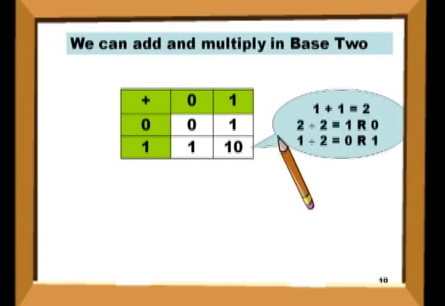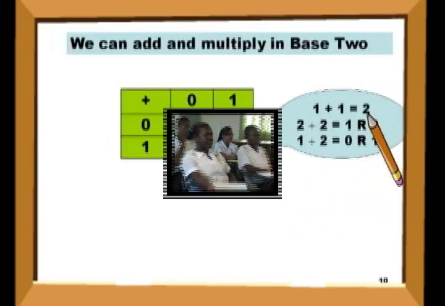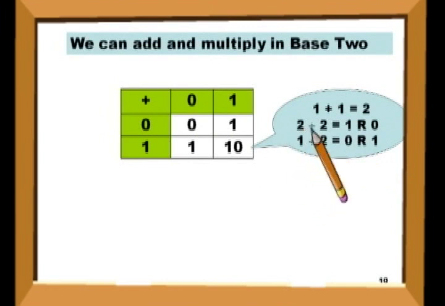Now how did we get this 1, 0? A 1 plus a 1 is equal to a 2. But remember, in the base 2 system, we cannot use the numeral or the digit 2. So we do our division. 2 divided by 2 is equal to 1, remainder 0. We have to divide until the quotient is 0. 1 divided by 2 is equal to 0 and remainder 1. So here we have our 1, 0. Same that we have here.